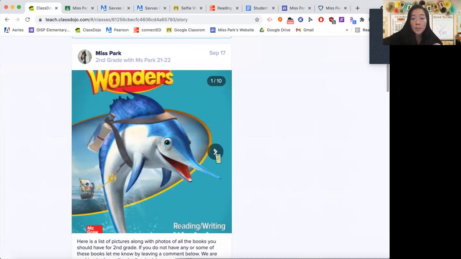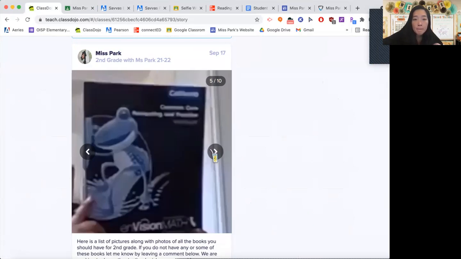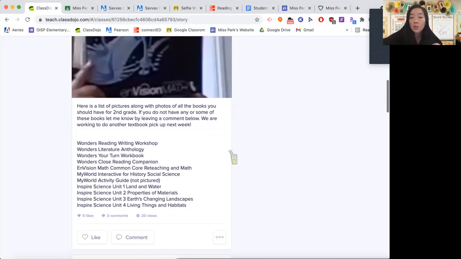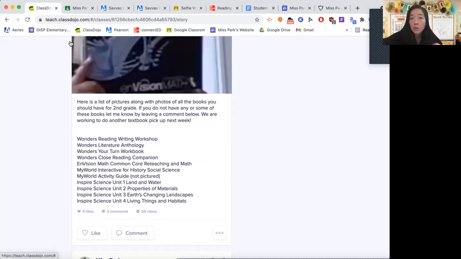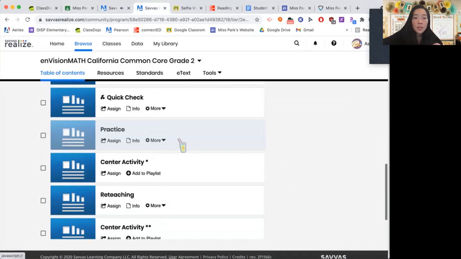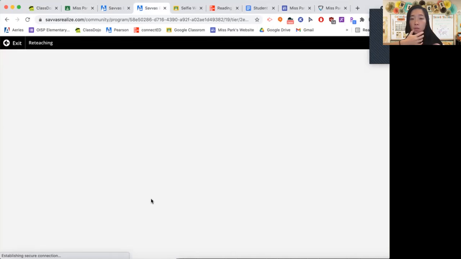You go to Story, and here's that math book you need. I know it's a little blurry, but if you don't have this black book with a frog on it, then that means you don't have it, and you can comment down below. All right. Let's look at our reteaching.